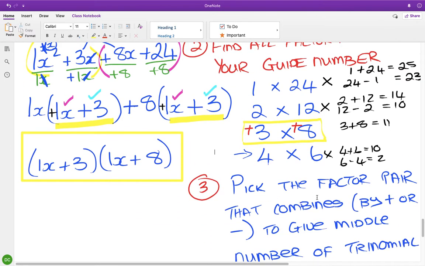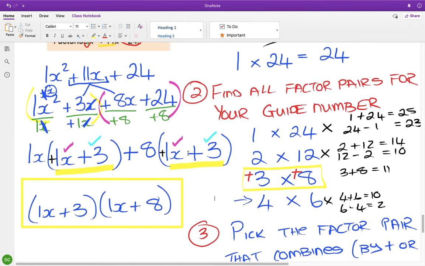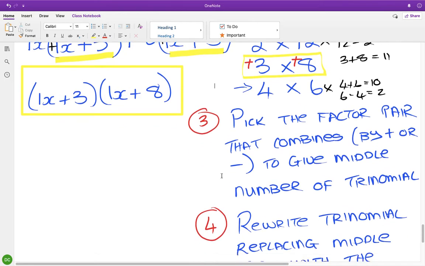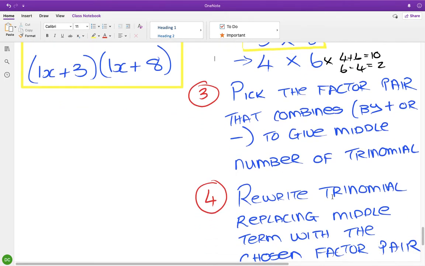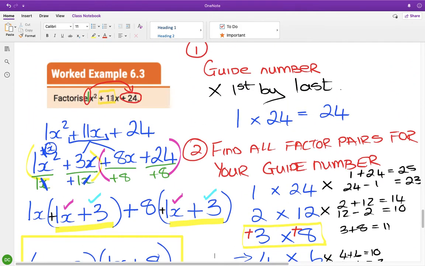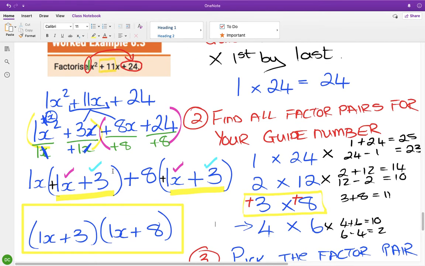Once you've got them all listed, you have to pick one of them, the one that combines to give you that middle number. Okay, that's fine. Once you've picked, you go back to your original trinomial and you remove the middle term and replace it with the factors. So where I had 11x, I replaced it over here with 3x and 8x.